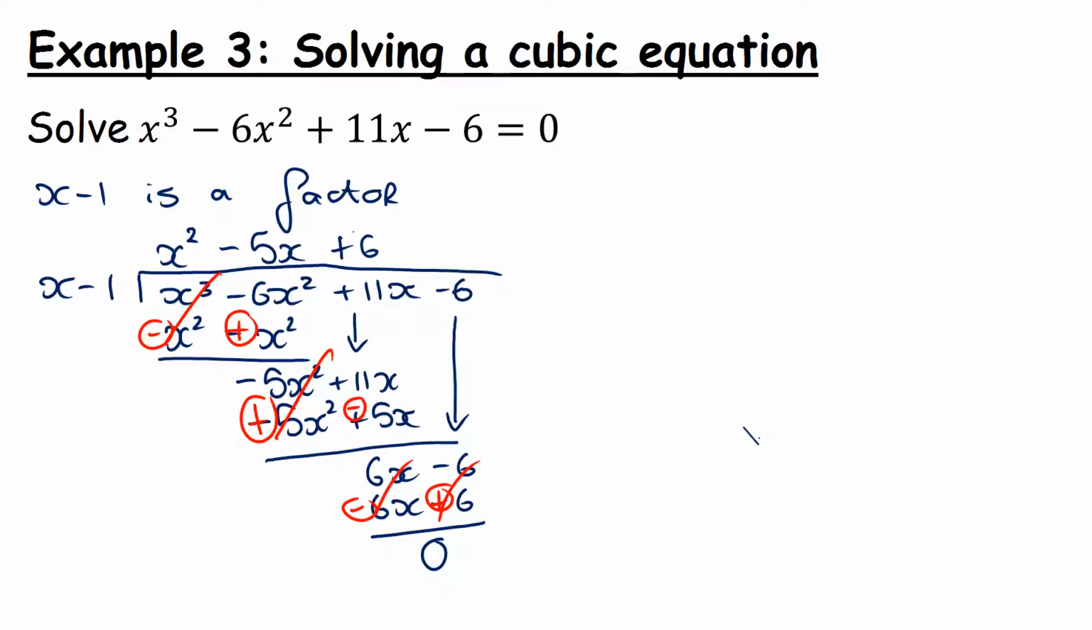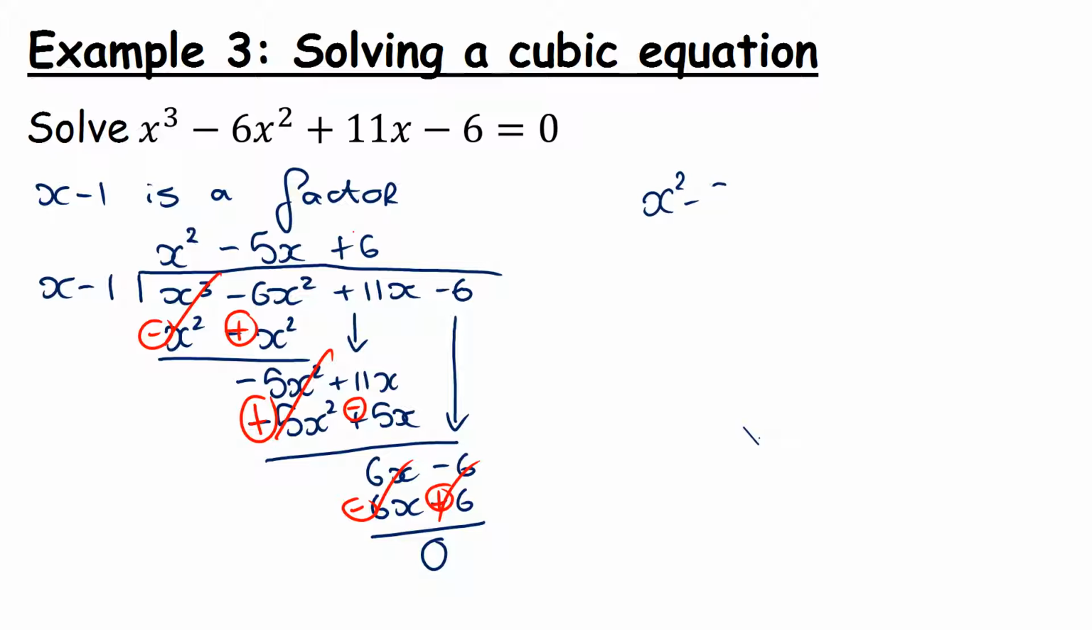If at this point you got a remainder, there's two scenarios. You've either incorrectly found the factor, so the factor is not correct, or you've done something wrong in your long division. So you do have that fail safe. So now that I have my quadratic, I'm going to go along and solve that.